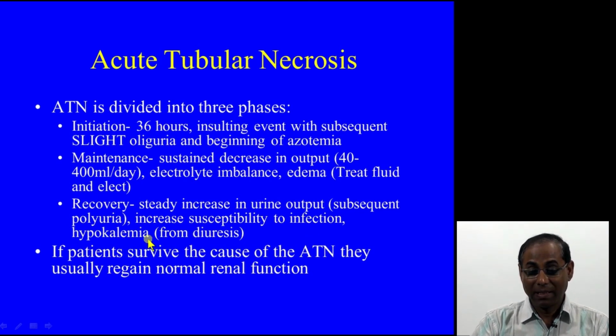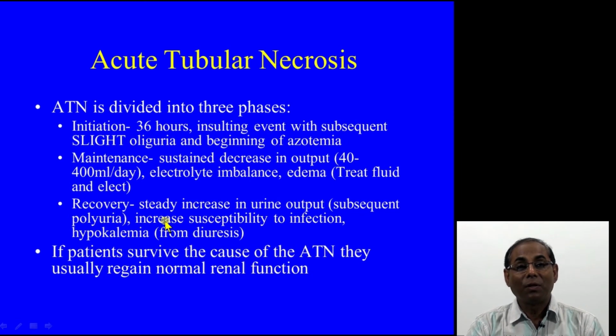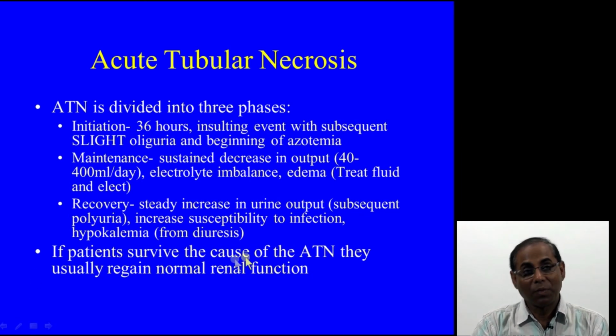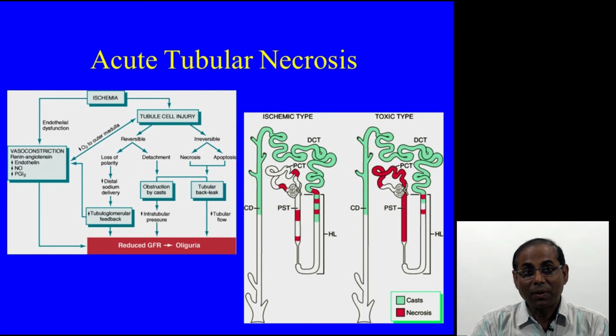And then finally, if the injury is no more progressive, then the recovery occurs, and in the recovery phase there is a steady increase in the urine output, subsequent polyuria as I explained initially, an increase in susceptibility to infection, and also hypokalemia due to excessive diuresis. Because in the recovery phase also the full tubular function is still yet to be recovered. So, there are a lot of functional disturbances leading to sometimes less water absorption and also abnormal electrolyte reabsorption. If the patient survives the cause of acute tubular necrosis, they usually regain normal renal function within a few weeks.